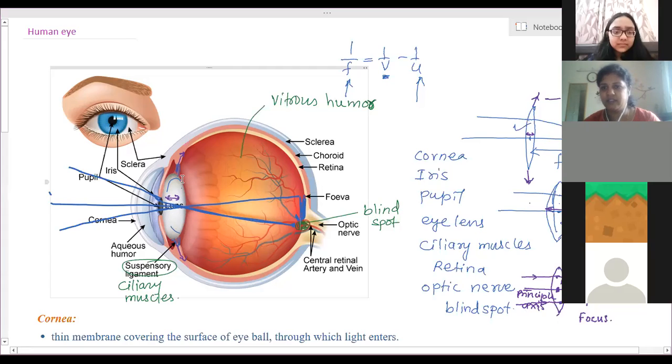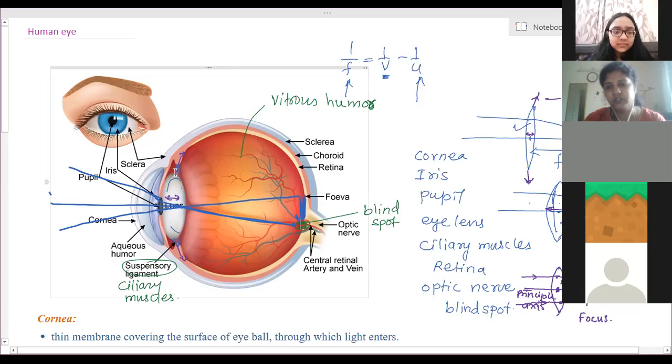So the size, or thickness, of this lens keeps on changing. For that change in size, the lens should be flexible. Your spectacle lens won't change, but the eye lens size keeps on changing. That means the thickness keeps changing, and that is done with the help of the muscles which hold this lens intact. Those muscles are called ciliary muscles.